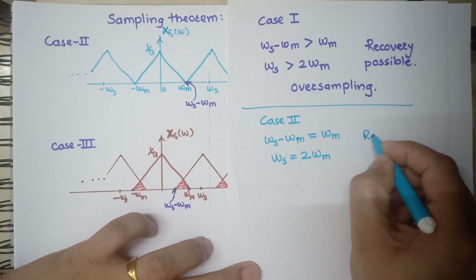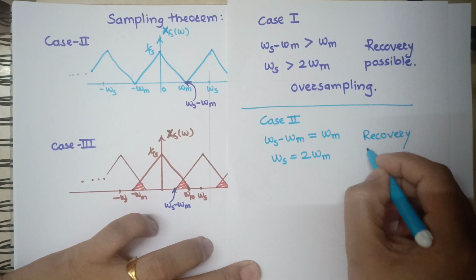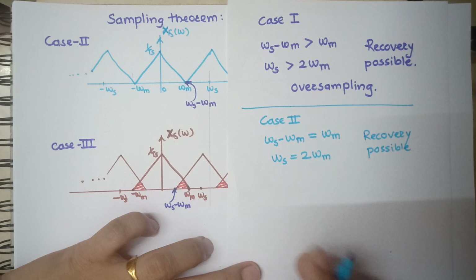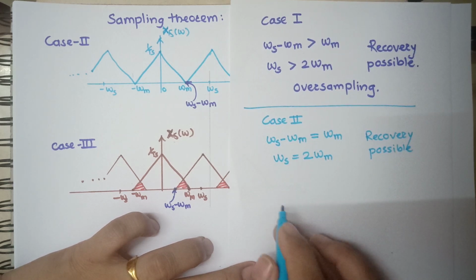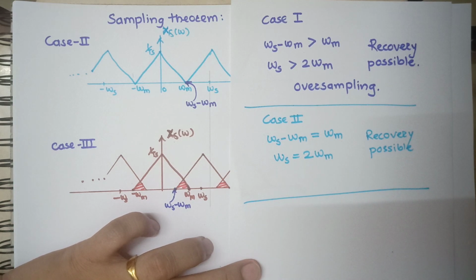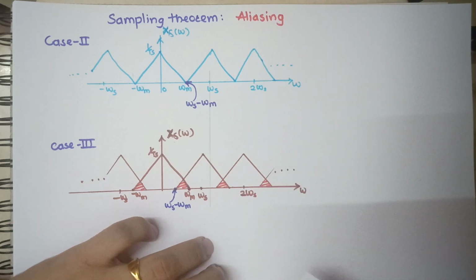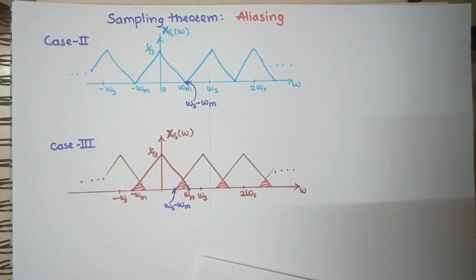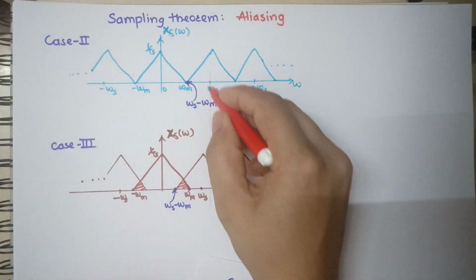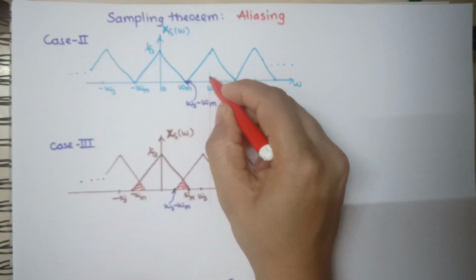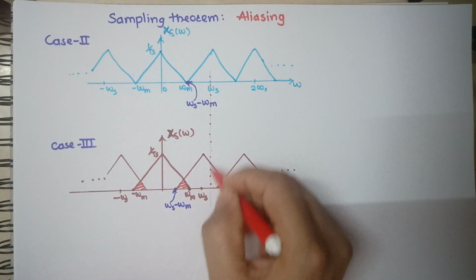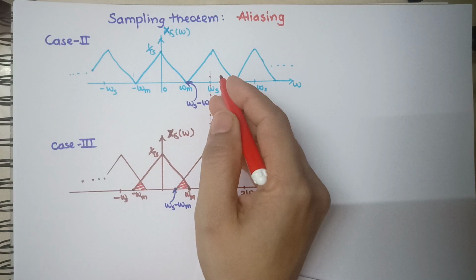So we'll write here, recovery is possible. This case we can call perfect sampling. Now the third case, see here. Here the value of omega s, you can compare this by this blurred line, that this value of omega s is less than this value.